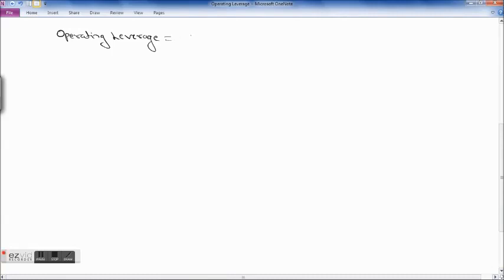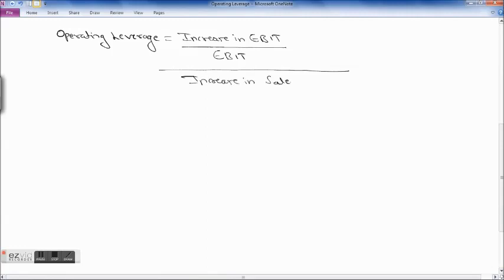Operating leverage is equal to the increase in EBIT, that is earning before interest and tax, upon the original EBIT, divided by the increase in sales divided by your sales. This is how you calculate your operating leverage.